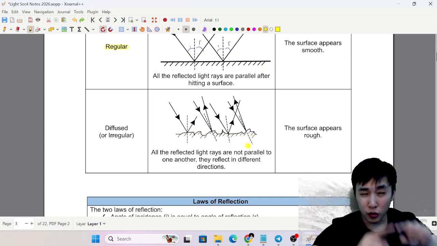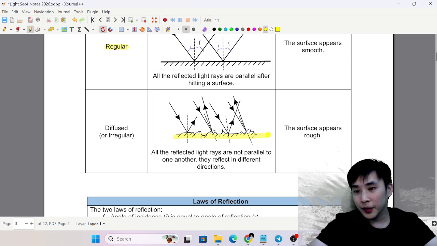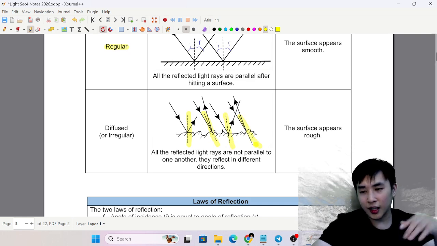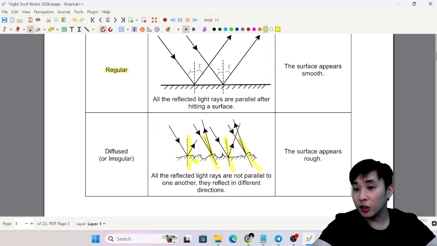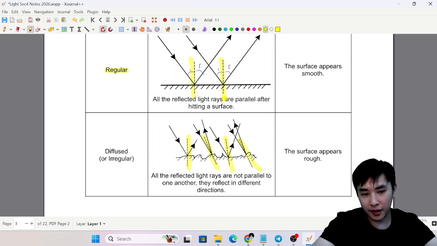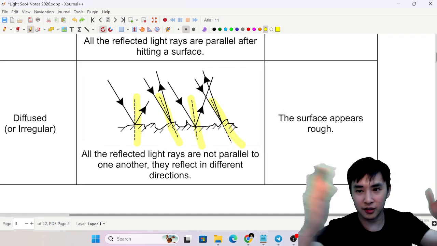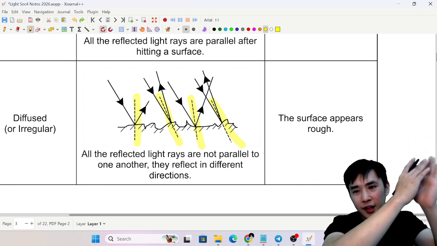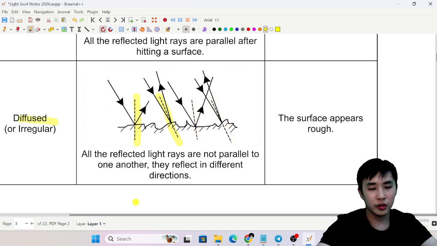If you zoom all the way in on a microscopic scale, notice that it's not a smooth surface anymore. Look at all the normals that are drawn here. The normals here are not all parallel to each other. Why? Because the surface is not smooth. Now look at the top diagram. When the surface was smooth, the normals are parallel to one another. On the bottom diagram, because the normals are not all parallel to each other, since the surface is not smooth, you don't get parallel beams of light being reflected off. This is what we call diffuse reflection.